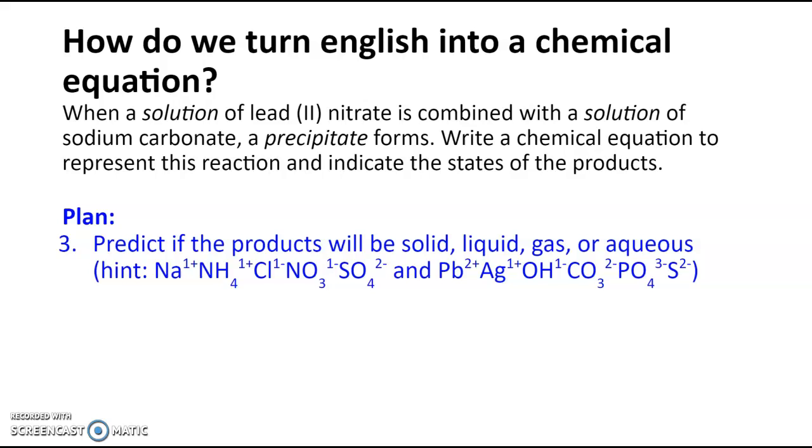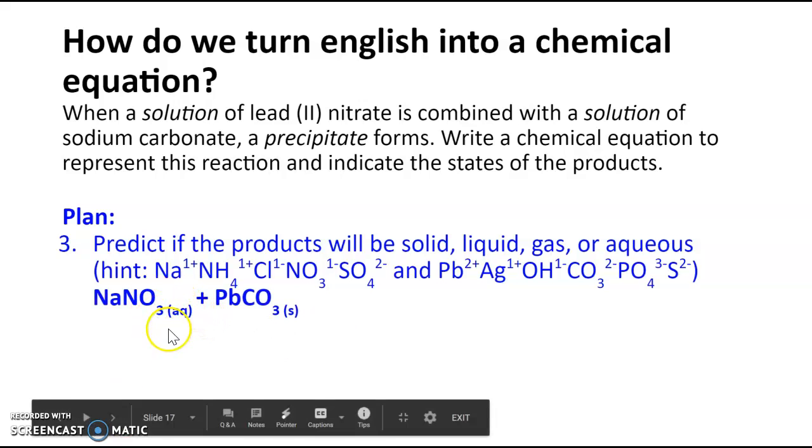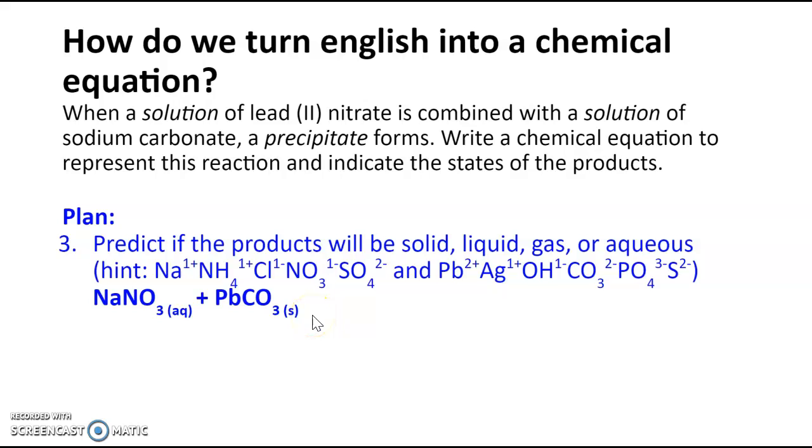The first product, NaNO3, sodium nitrate, those are both on the very soluble list, so I can say right off the bat, sodium nitrate is going to be aqueous. The other one I have, lead carbonate, both of those are on the insoluble list. So I can confidently say that lead carbonate will not dissolve. It will not be aqueous. It will be a precipitate. So that allows me to add my little subscripts that talk about the state of matter. Sodium nitrate is aqueous, lead carbonate is solid.